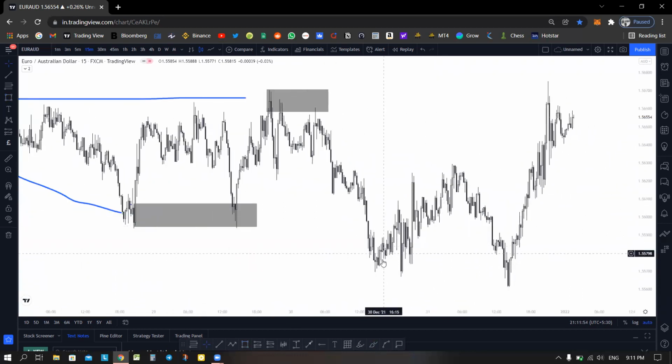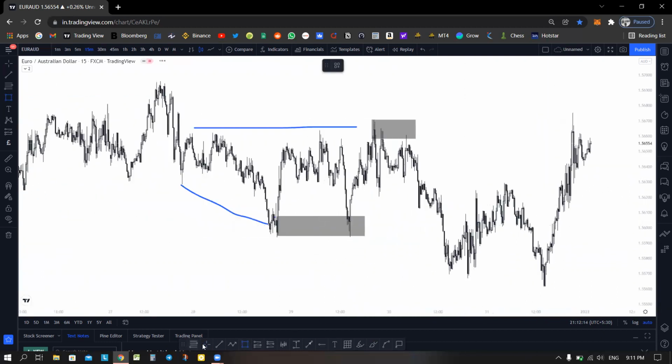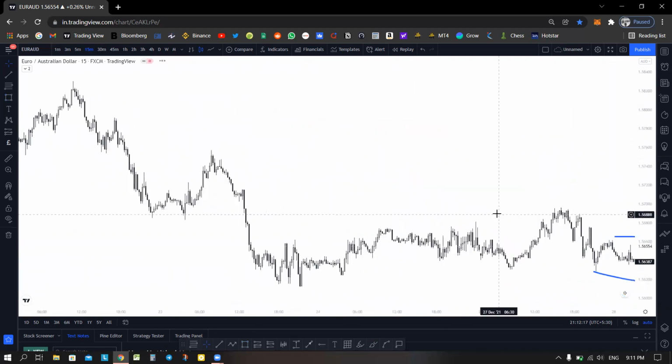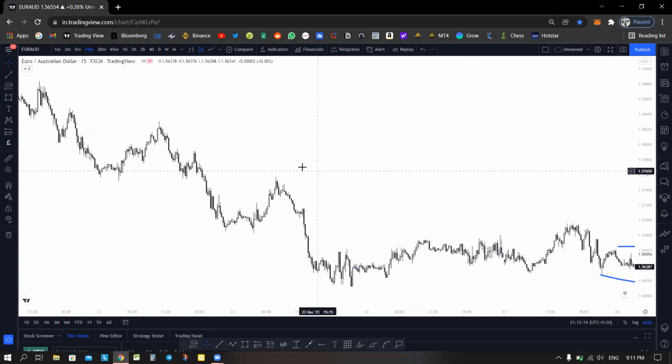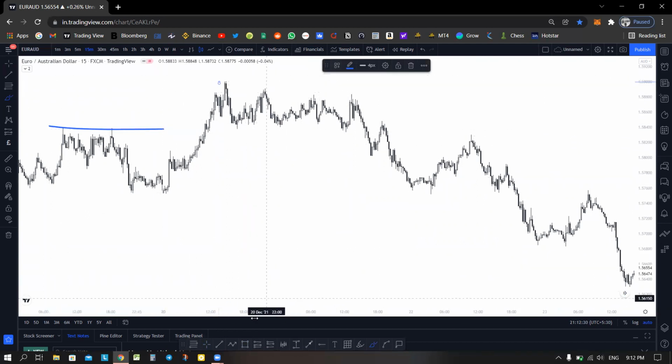And this one also took out all this liquidity, but there are some other things to look at in an order block, so I will tell you in other videos. But as you can see, let me show you something behind. This one took out liquidity from all these areas, so this will be your bearish order block.